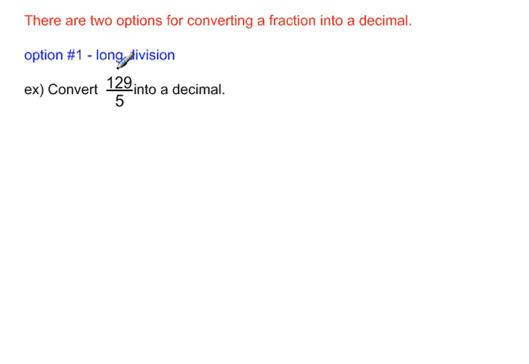So I have 129 over 5. If we're doing long division, which number is going to go inside the box? It will be the numerator, 129. Numerator always goes inside, and the denominator will be on the outside. Alright, time to divide. 5 goes into 12 2 times. 2 times 5 is 10. Time to subtract. 12 minus 10 is 2.